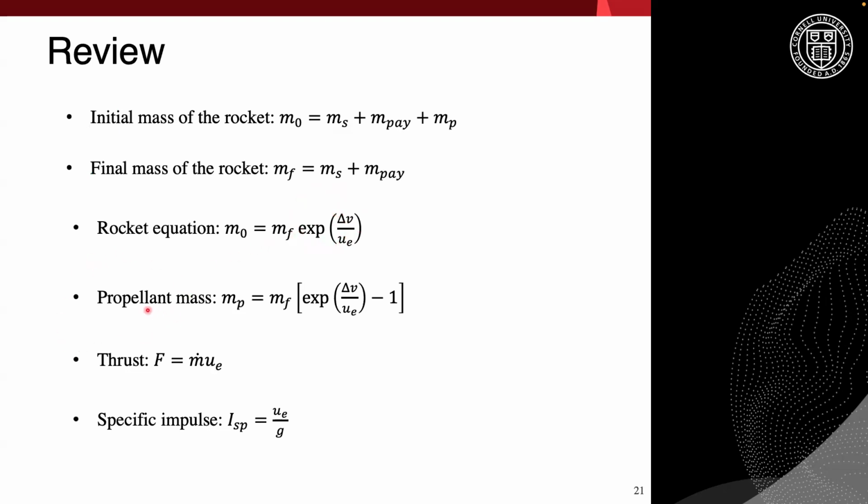And we have also derived the propellant mass expression. So we have mp here as a function of the final mass, delta V and ue. And then we have derived an expression for the thrust. So this is the simplified form of the equation. We have neglected the pressure term, but the more general formulation includes a second term that represents the pressure force. And finally, we have defined the specific impulse, the Isp, as a ratio of ue over g. Thank you.